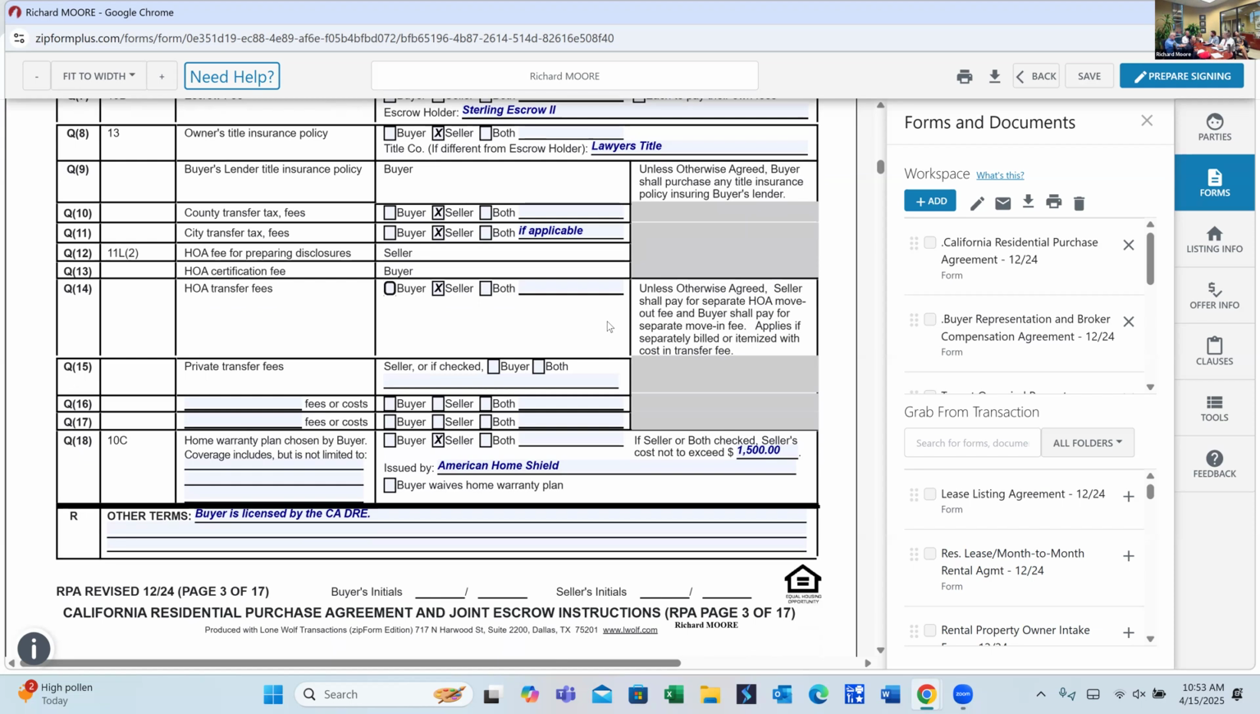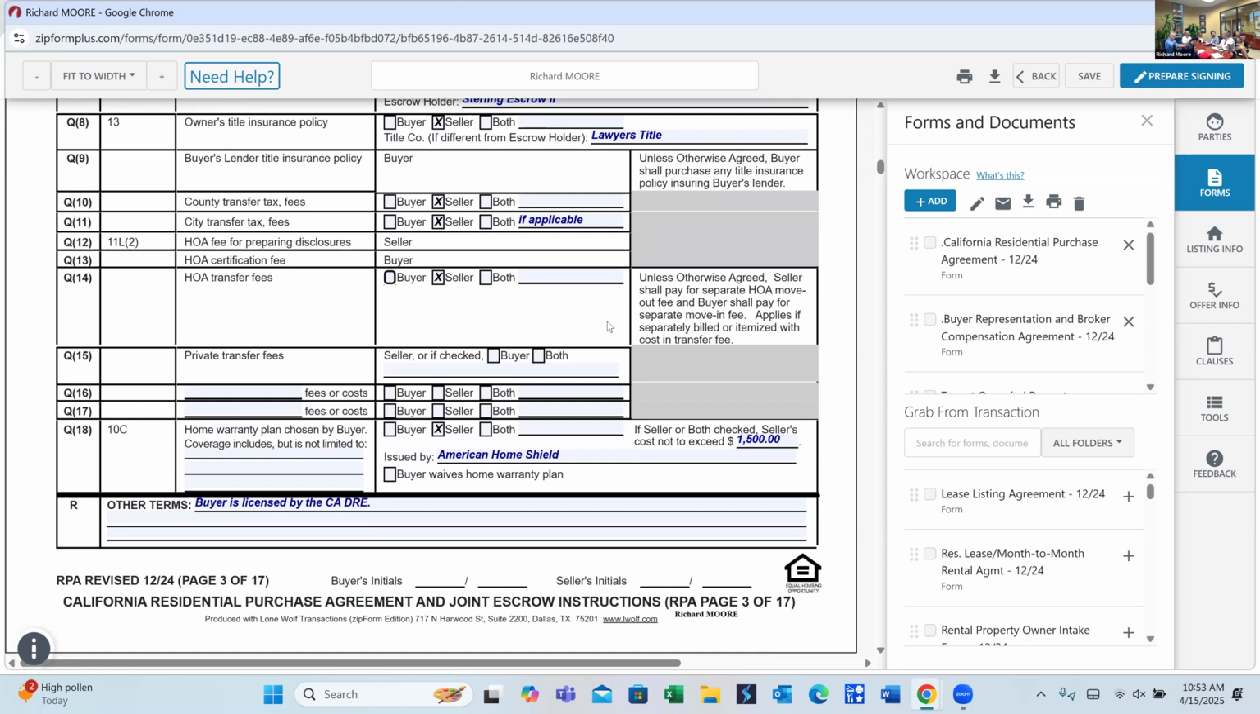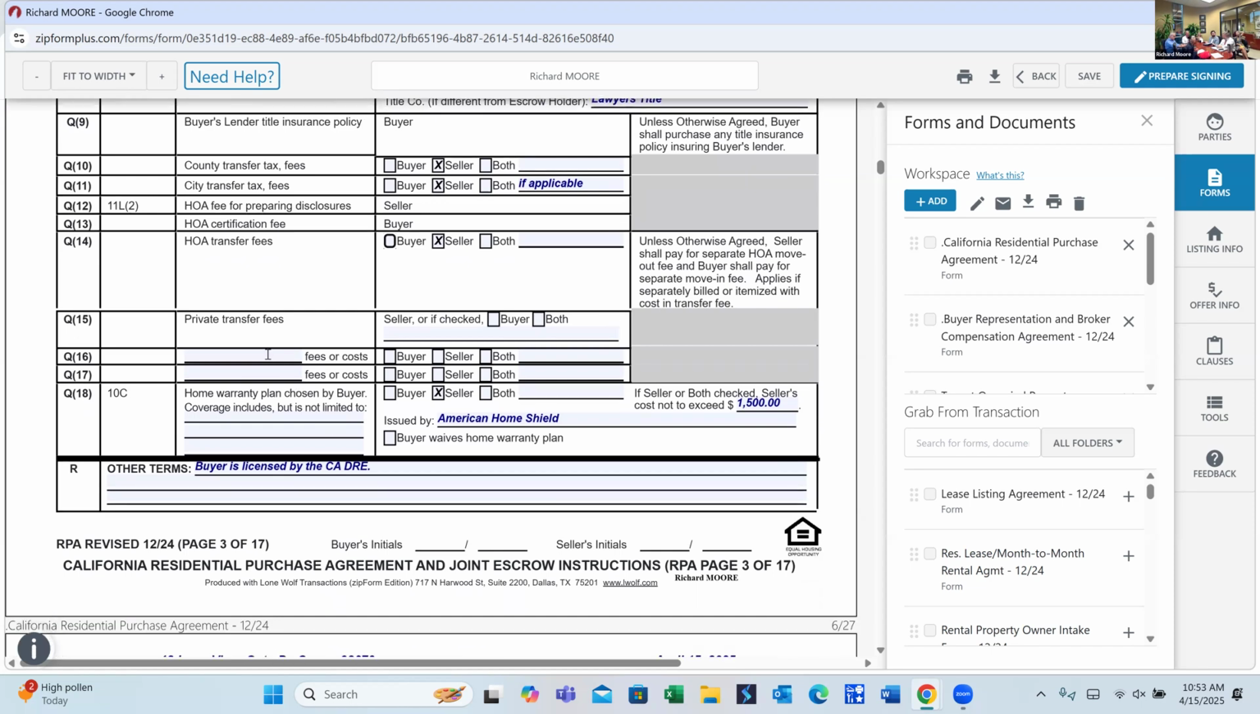Q16, Q17, if there's anything else that you want to put in there, so don't put in physical inspection of our bank. And then Q18, if you want the seller to pay for a home warranty, let's insert that information there. These costly home warranties have gone up dramatically. If the home warranty is greater than the credit you're asking from the seller, then the buyer would pay the difference.